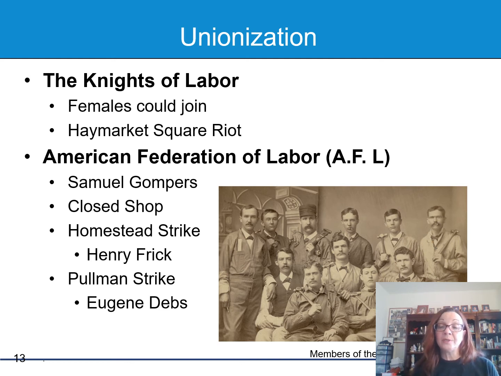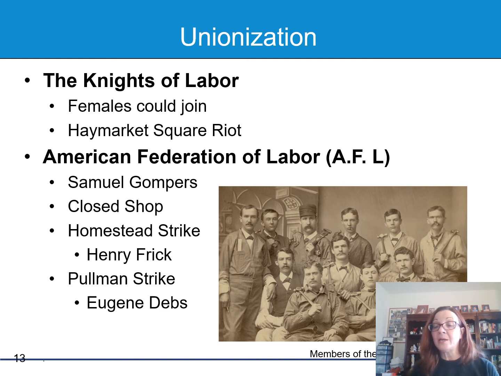Another major union at this time that actually was part of the AFL was the United Railroad Workers Union, and the leader of the United Railroad Workers Union was Eugene Debs. And the United Railroad Workers Union is going to go on strike in the early 1890s against the Pullman Company.